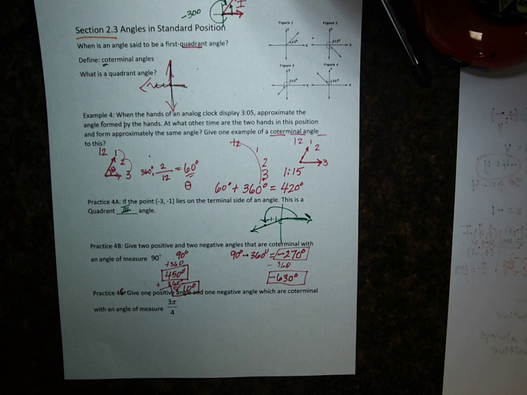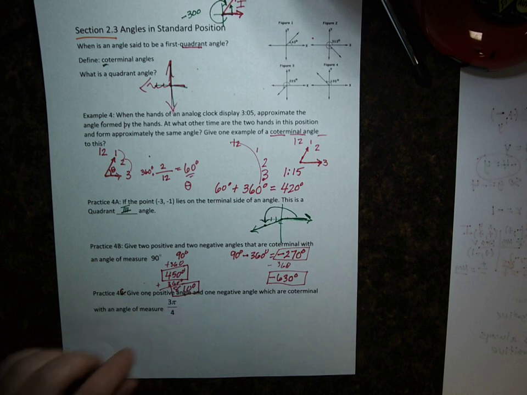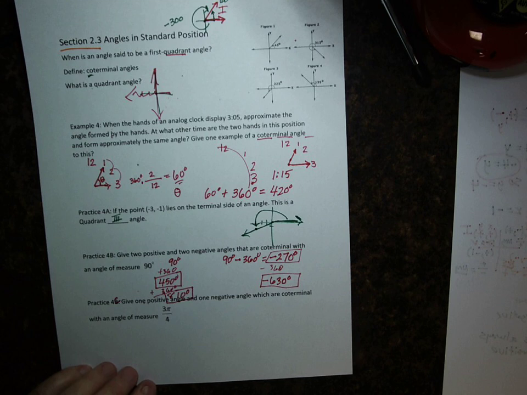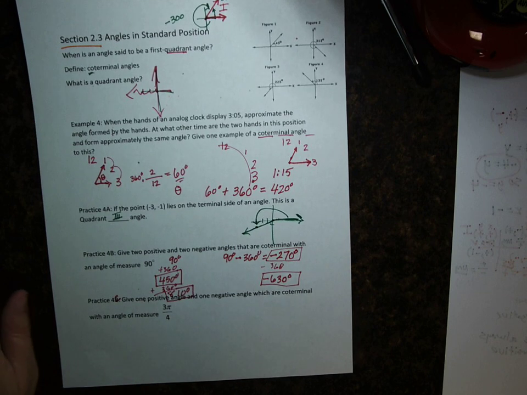And finally, this should be 4C. Give one positive angle and one negative angle that are coterminal with this. So the trick on this is it's in radians, right? And we have to keep it in radians. And that means instead of adding degrees to radians, we must add like terms, which would be more radians.